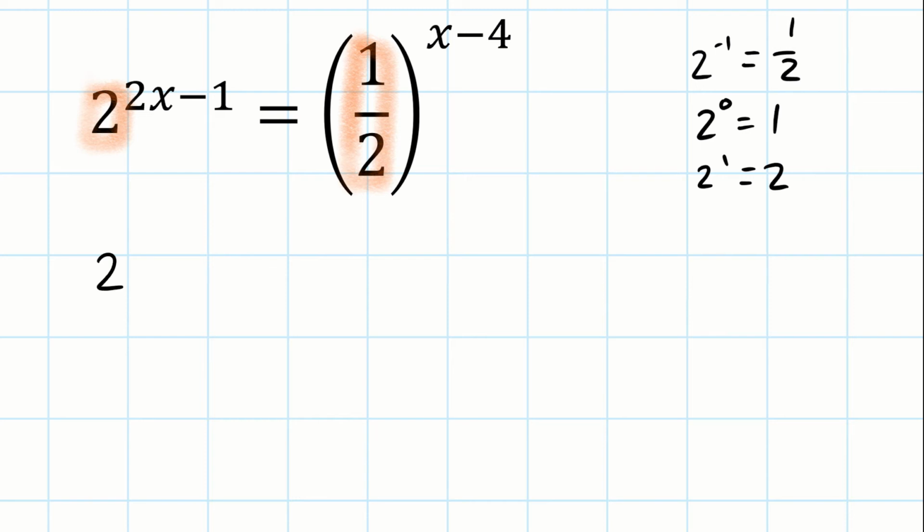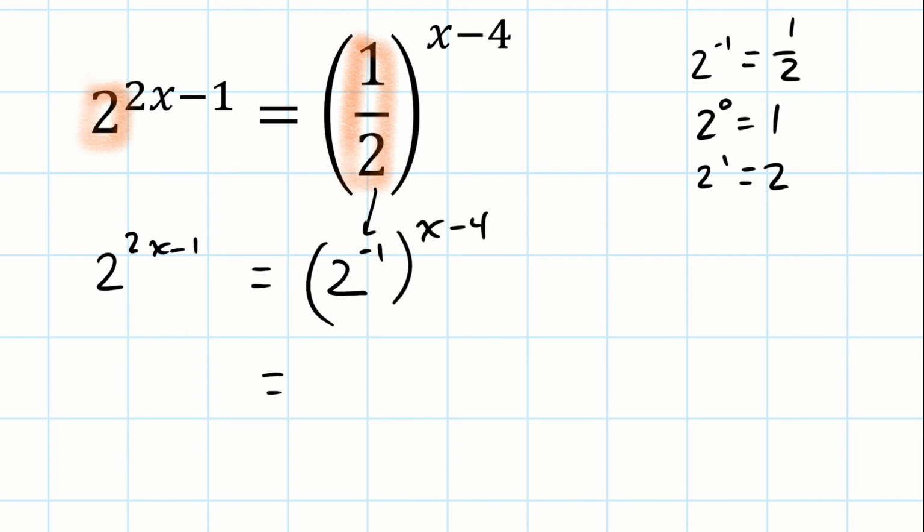On the left hand side, I just have 2 to the 2x minus 1 power. On the right hand side, it's going to be 2 to the negative 1 power. This is exactly equal to 1/2. So I just rewrote that. They're the same. And then I'm going to raise that to the x minus 4 power.